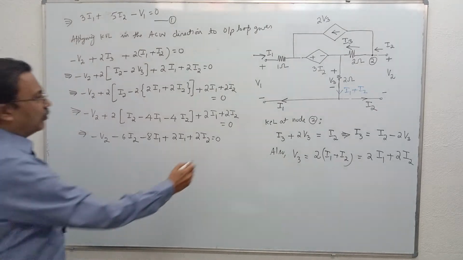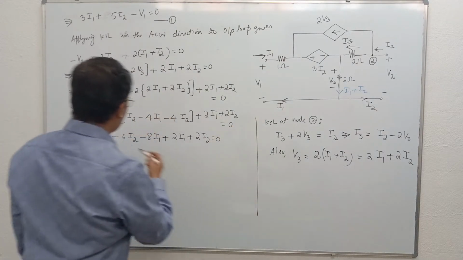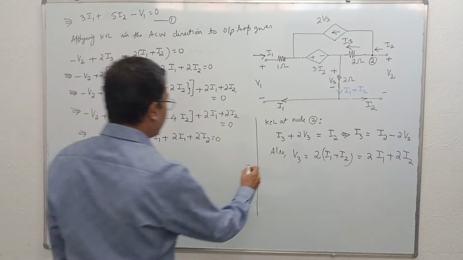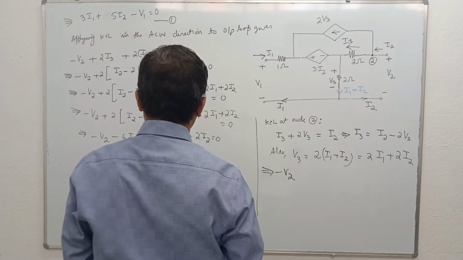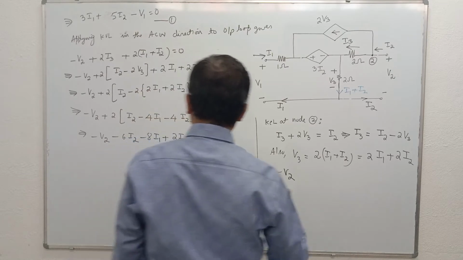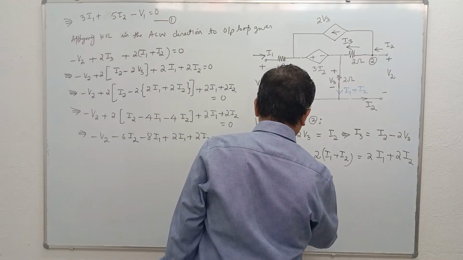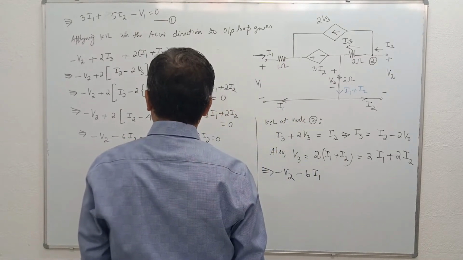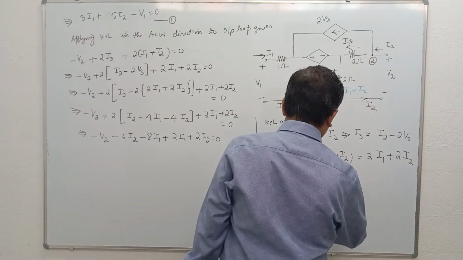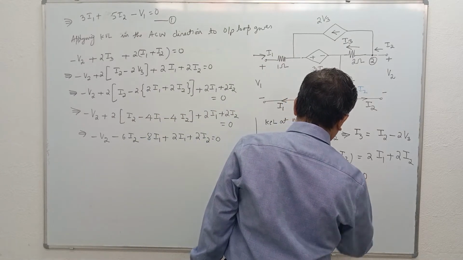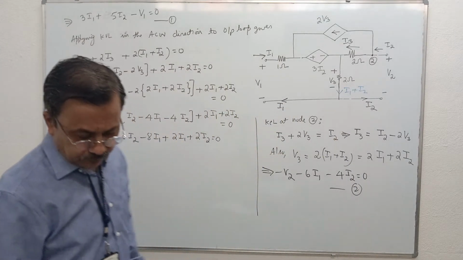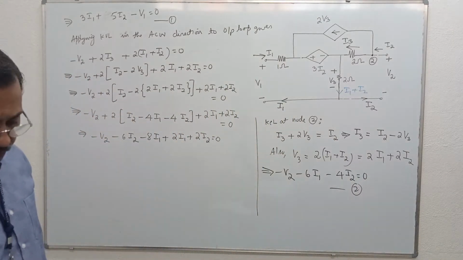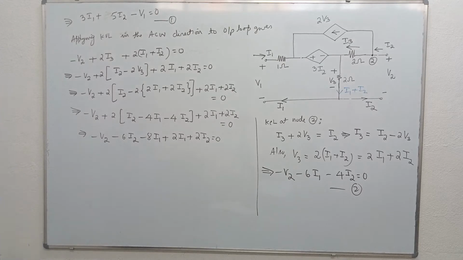So if you simplify, what you get? This implies minus V2 minus 6I1 minus 4I2 is equal to 0. Equation 2: minus V2 minus 6I1 minus 4I2 is equal to 0.